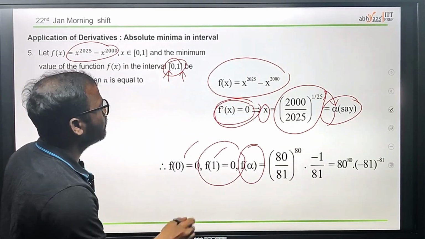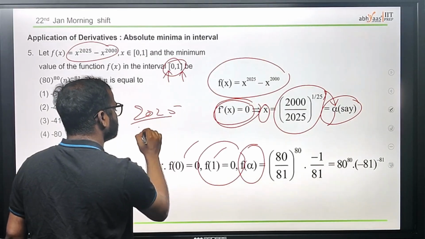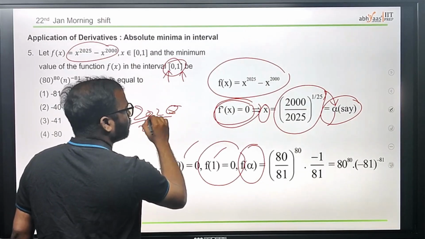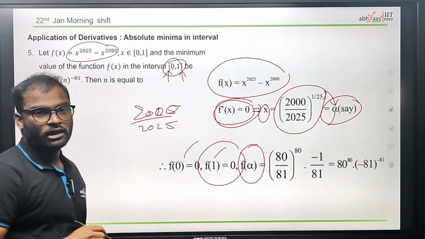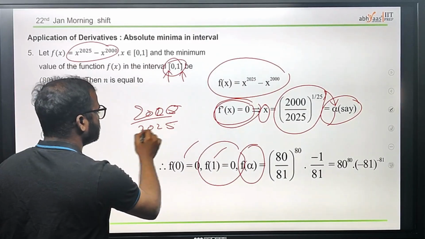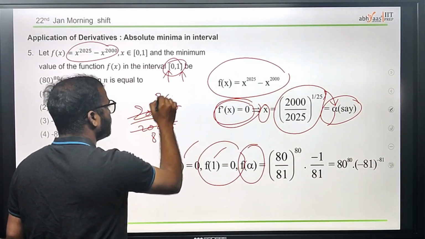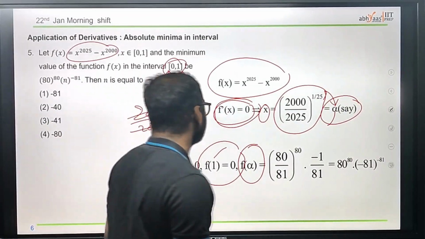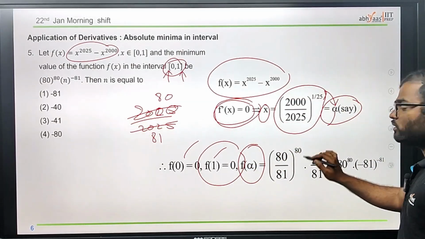This can be done like this: 2000 divided by 2025. We can cancel these terms, and we will get 81 and this one will be 80. I hope you understood what I am saying. If we calculate this, we will get 80 by 81 power 80.